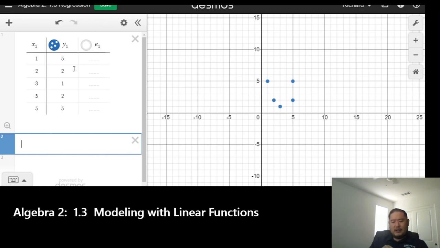Now, the next part is using an equation. And by using this equation, it's pretty much similar to using y equals mx plus b, slope-intercept form. However, Desmos will calculate it for you. In order to do that, in this second box or line right here, let's go ahead. I'm going to press Y.